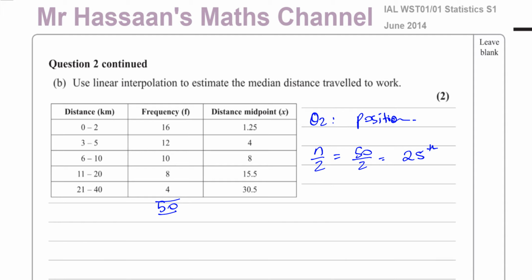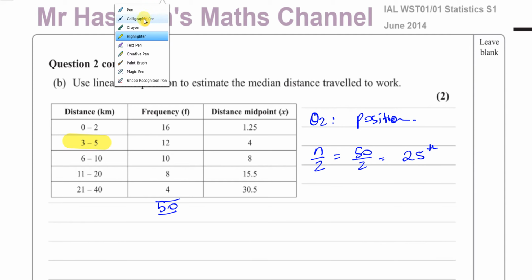So I just use, when it's group data, 25, the number divided by 2. I take that answer, whether it's a whole number or a decimal, and I use that as the position that I'm looking for. First of all, we've got to work out where is the 25th entry. Now if we see the frequencies, there's 16 entries in the first group, and the next 12 entries are in the second group. By the time you've got to the end of the second group, you're now on the 28th entry. So our entry that we're looking for is going to be in this group here.